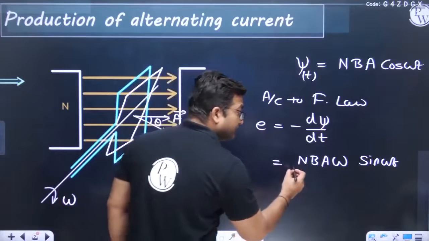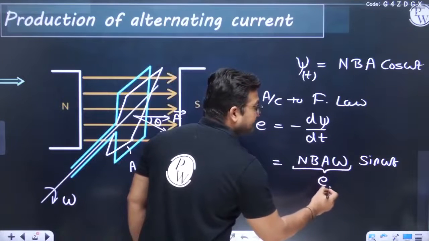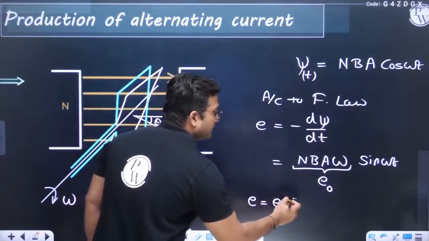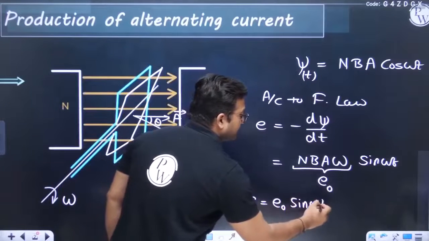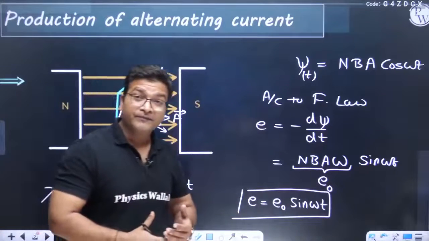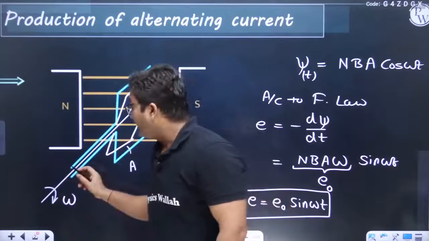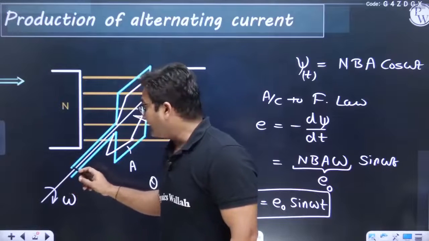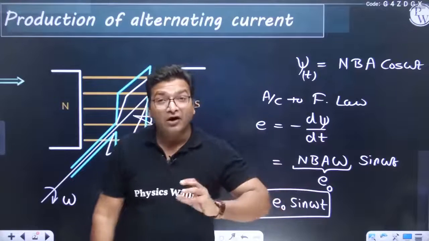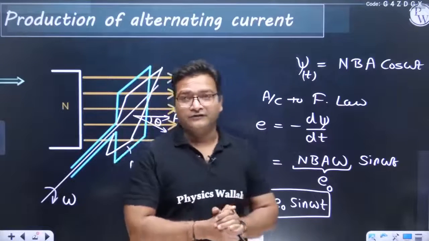And the maximum value of alternating voltage can be written as N B A omega. This can be called the maximum value of alternating voltage, and the voltage can be written as E naught sine omega t. So that is how we generate alternating voltage. And if we connect a resistor or capacitor or inductor in this path at the ends of this coil, obviously the alternating voltage will send alternating current in those elements. Okay, so this is how we generate alternating voltages.